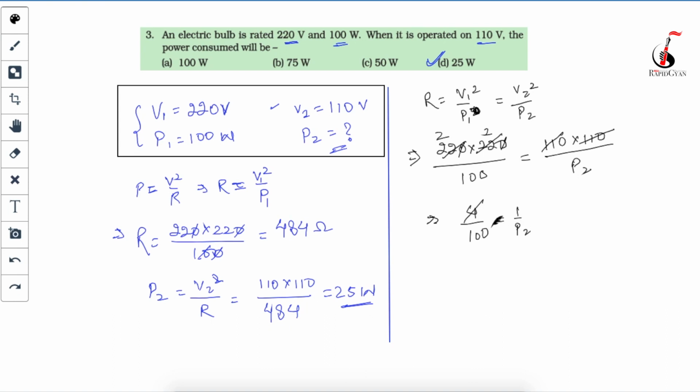Correct. So this 4 is your 25. So 1 upon 25 is equal to 1 upon P2. So if you cross multiply or reciprocate it, what will you get? You will get P2 is equal to 25 watt.